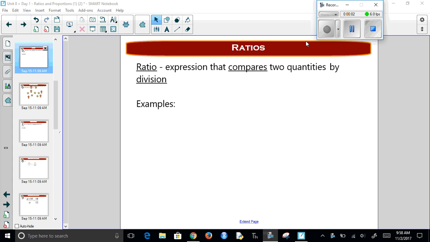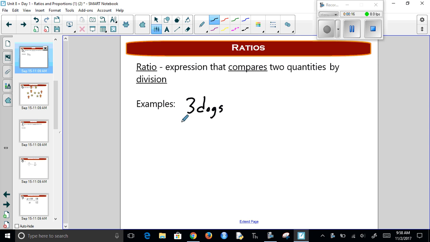Hello, today we're going to look at ratios and proportions. A ratio is an expression that compares two quantities by division. So we can have 3 dogs in 6 kennels.